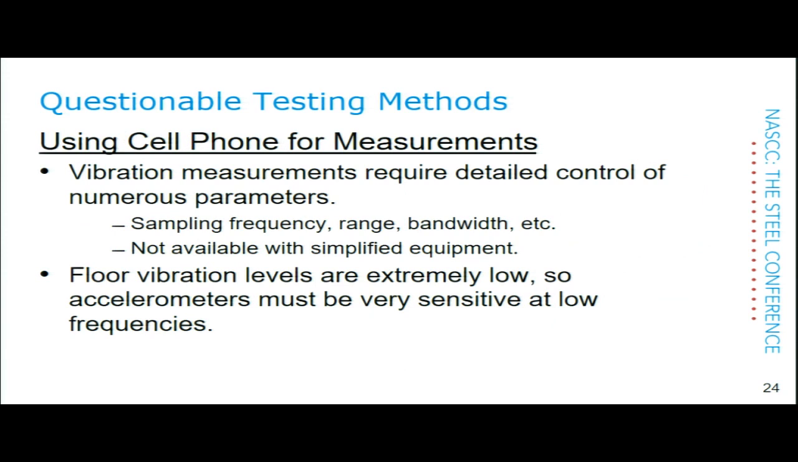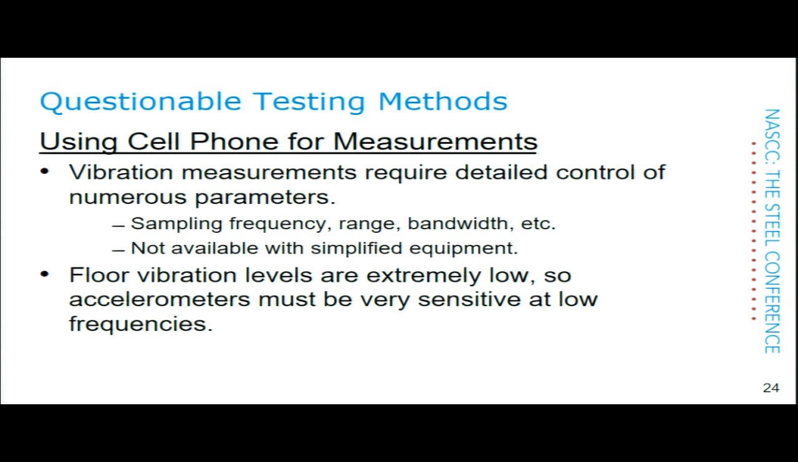Okay, I've also seen a few comments about using cell phones for measurements. Of course, all of our cell phones have accelerometers in there. First thing about this is our vibration measurements require extremely detailed control over many parameters, ranging from the sampling frequency, the range of the input voltage, bandwidth of the measurement, and so on. We spend a lot of effort trying to control those just exactly so. If we have very simplified equipment, we're not going to have that, so we need to watch out for that.